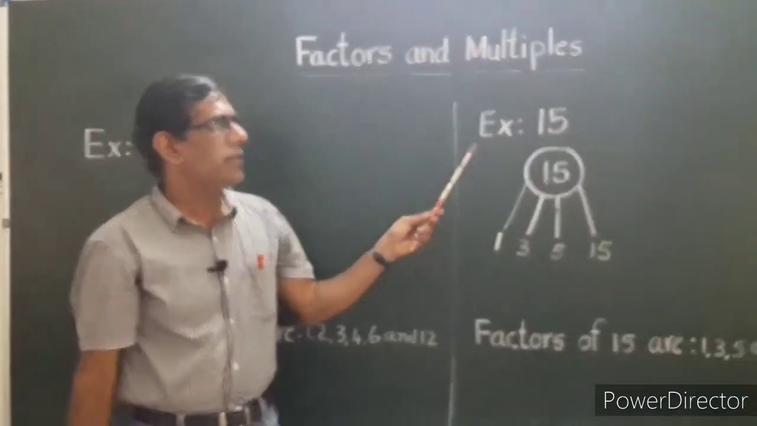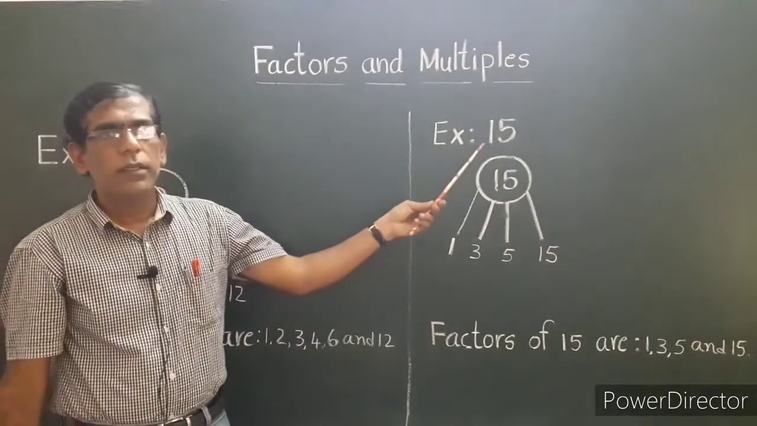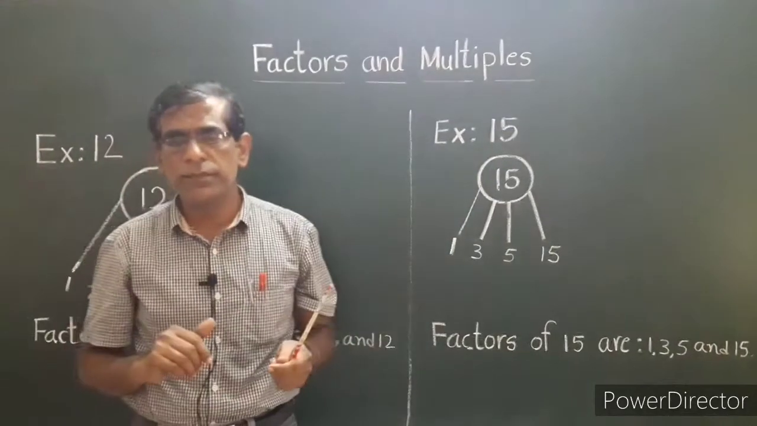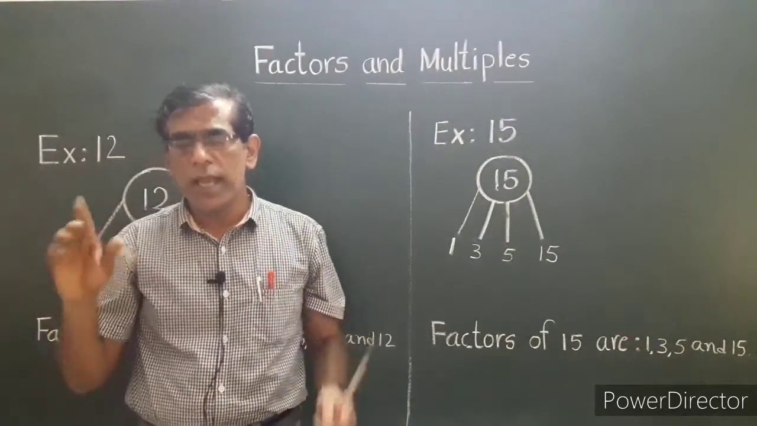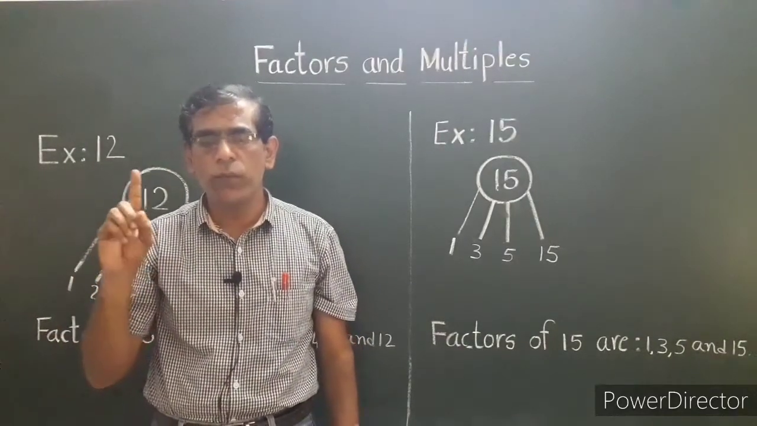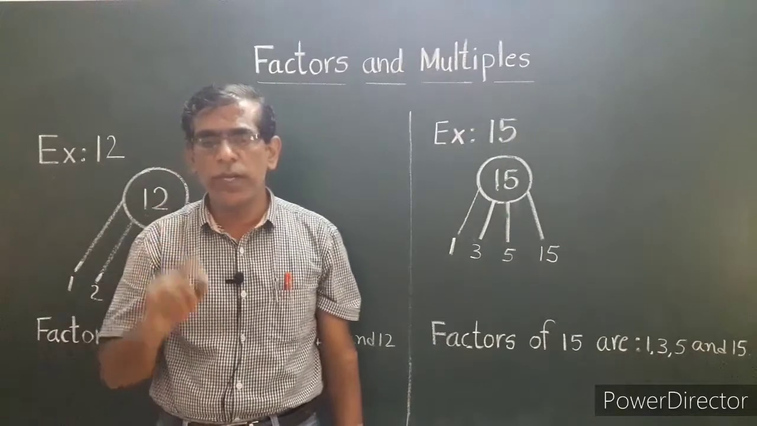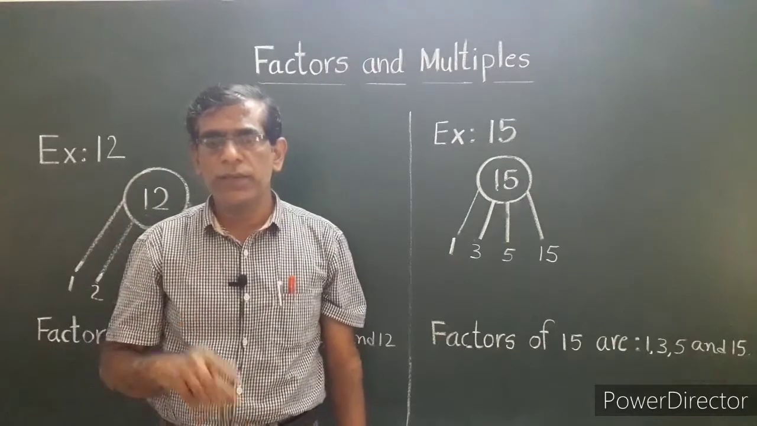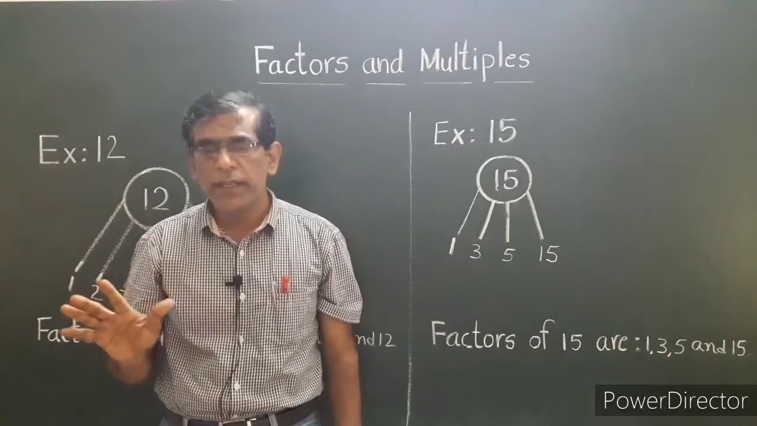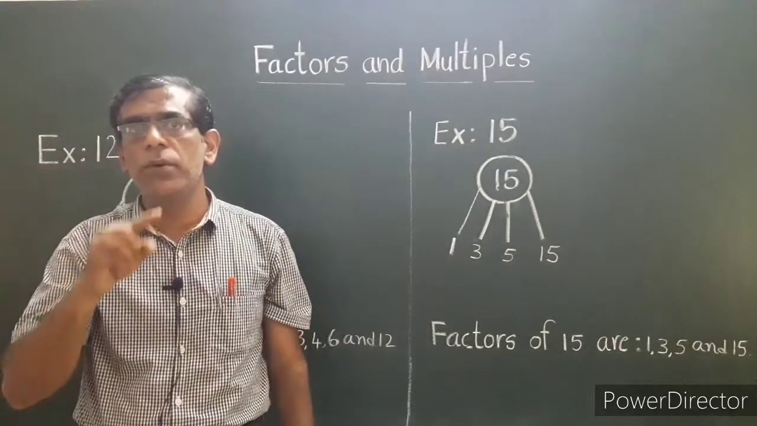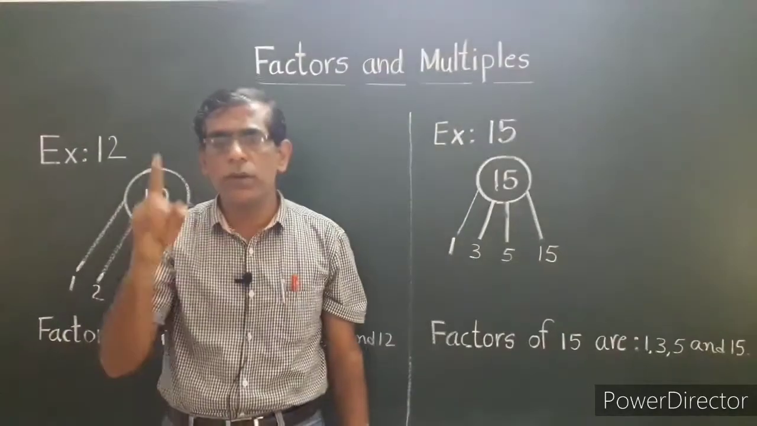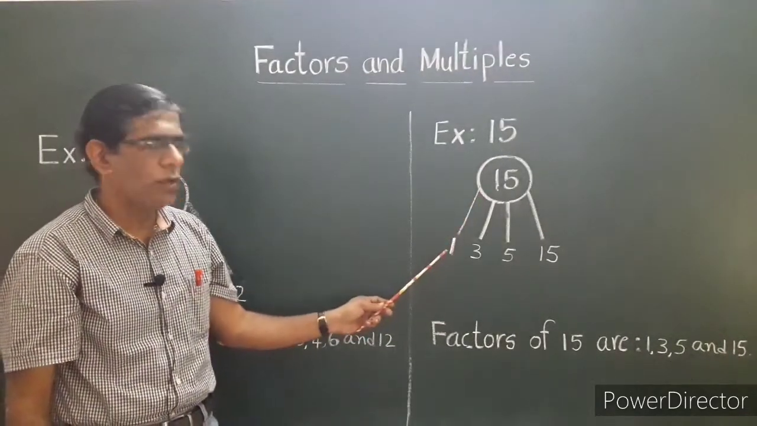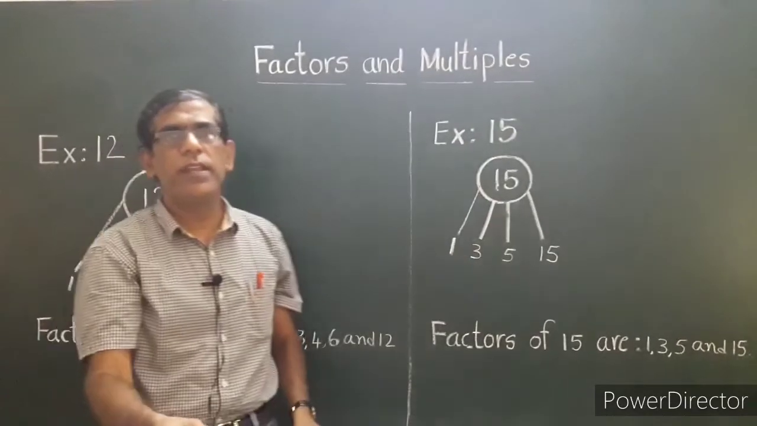Now children, we discuss one more example. Here 15. I have 15 pens. These pens I distribute one pen for one student. Then I distribute for 15 students. Here remaining pens are 0. So therefore 1 is a factor of 15.